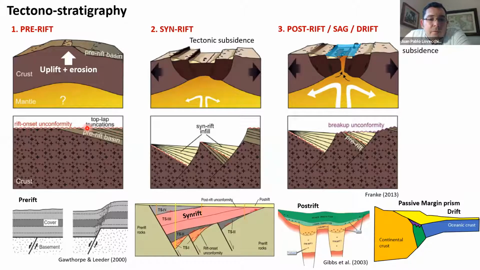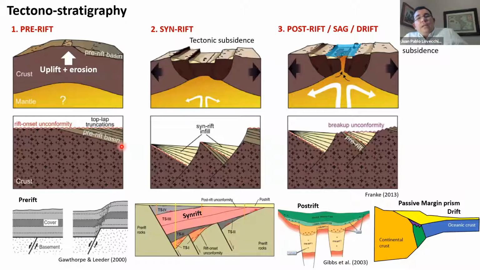The pre-rift sediments normally are, as we said, parallel bedded, or they can be part of a previous event. They can also be syn-rift, but from an older event, and they are deformed, and usually they can be rotated and truncated, forming this kind of geometries.